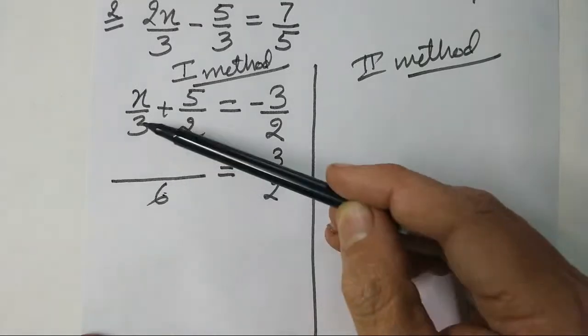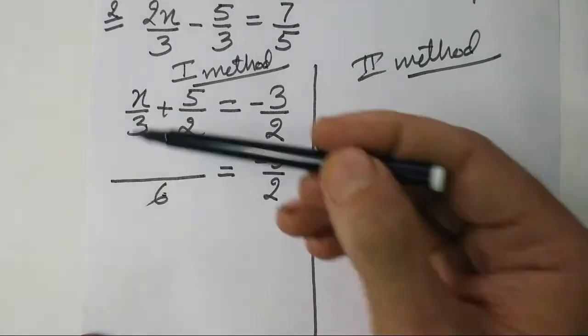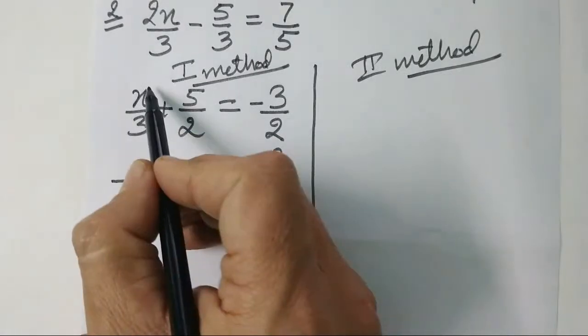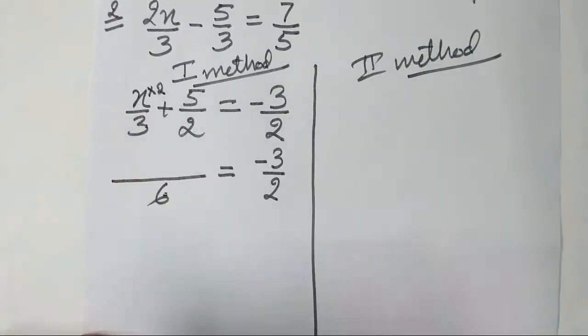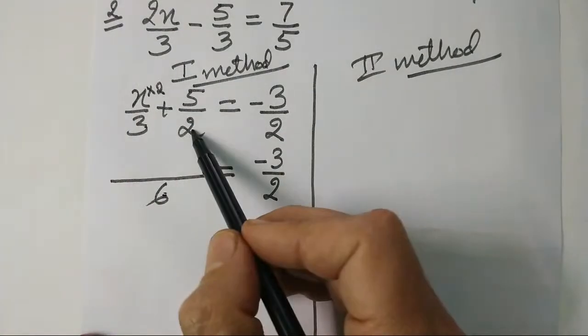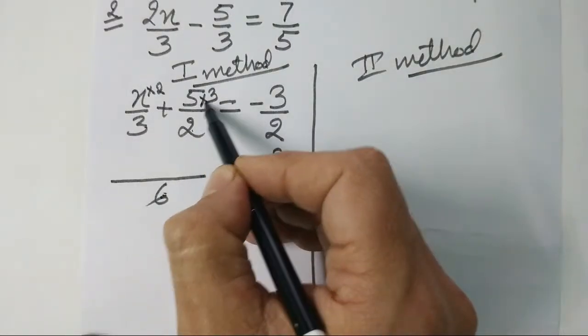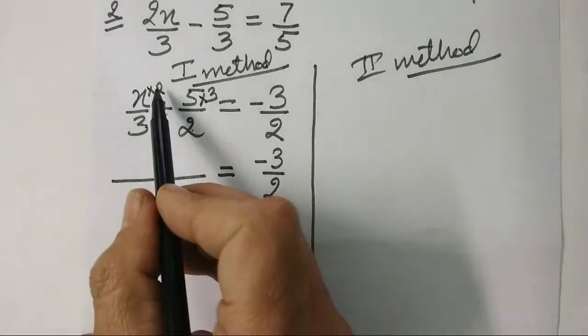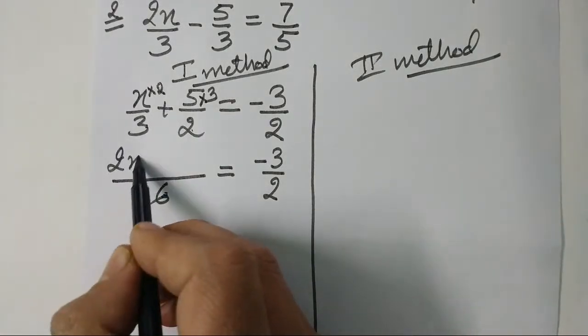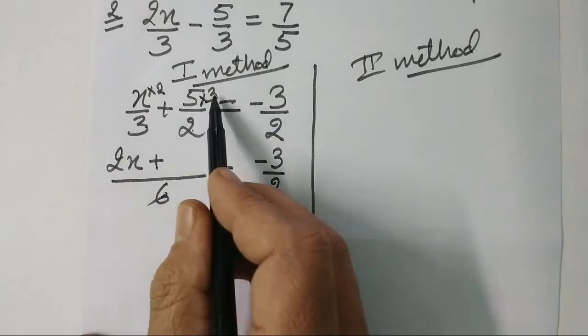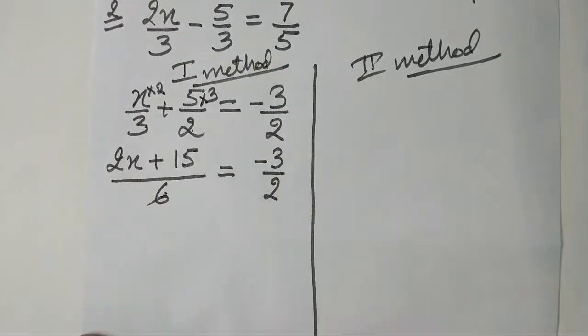So 6 divided by 3 is 2. Then 6 divided by 2 is 3. Now 2 into x will become 2x, and 5 into 3 will become 15.